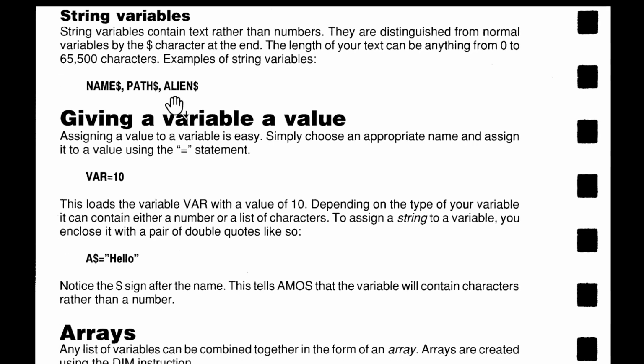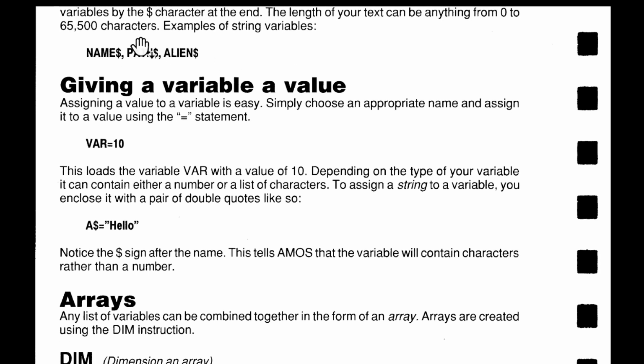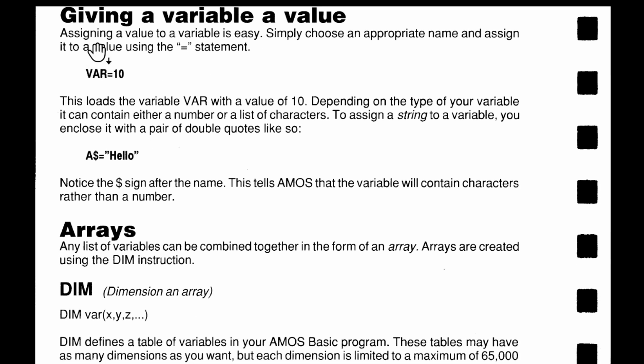String variables. String variables contain text rather than numbers. They are distinguished from normal variables by the dollar character at the end. The length of your text can be anything from 0 to 65,500 characters. Examples of string variables: name dollar, path dollar, allen dollar. Giving a variable a value.